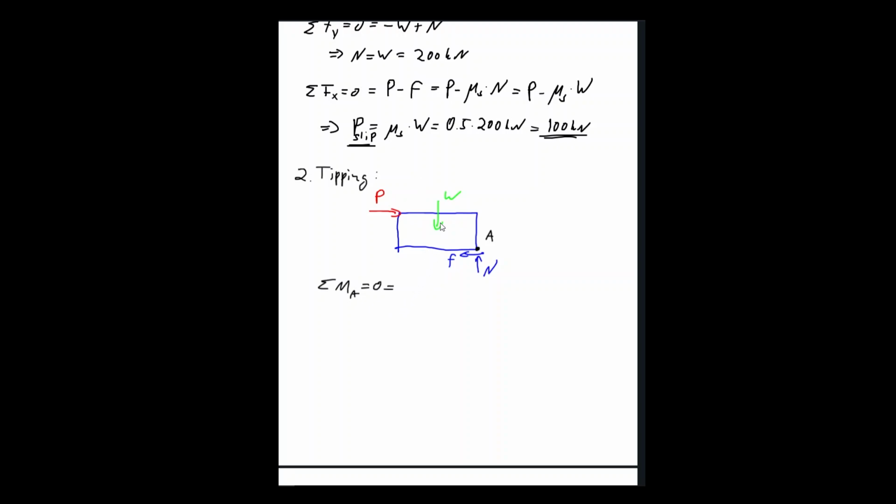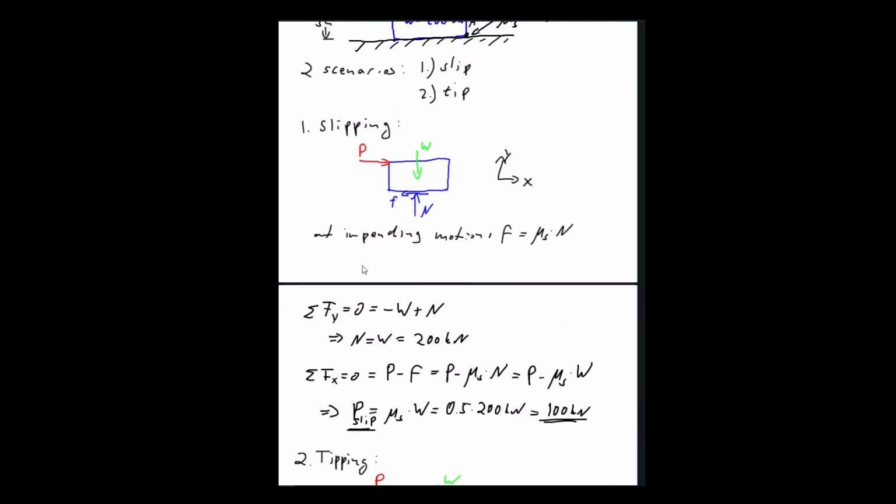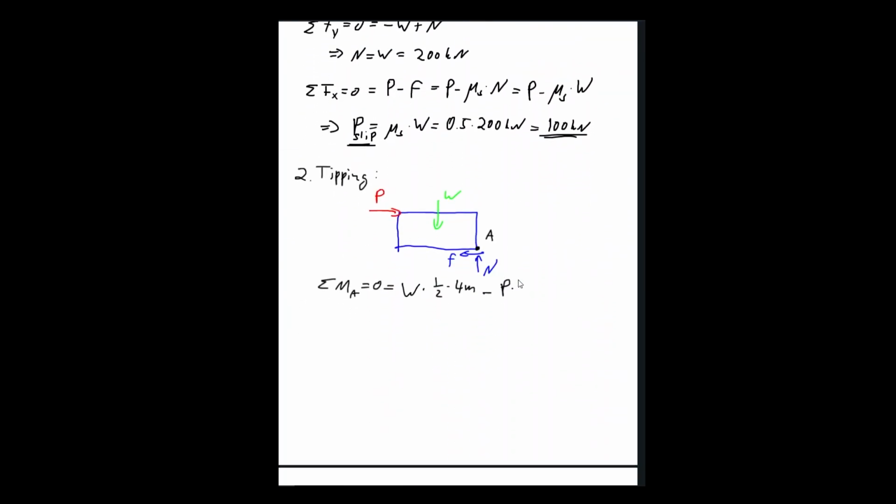And what do we get? We get W. W is going counterclockwise, so it'll be positive. What's this distance? Well, we're assuming it's acting in the centroid, so it'd be 1/2 times whatever the length we said this box had, which was 4 meters. 1/2 times 4 meters, and then P, that's going clockwise, so minus P, and the height of that box was 3 meters. So P times 3 meters.